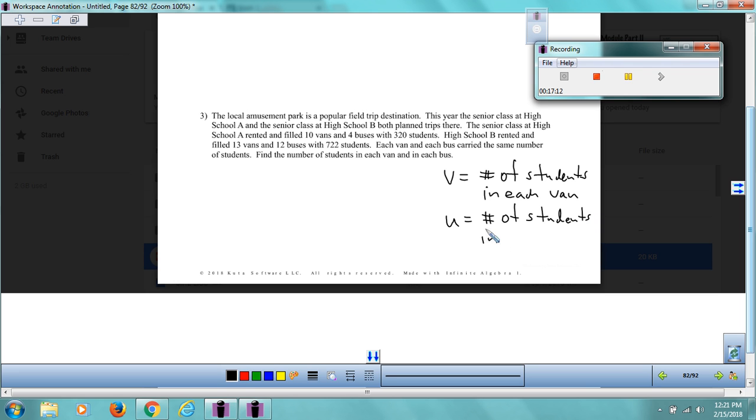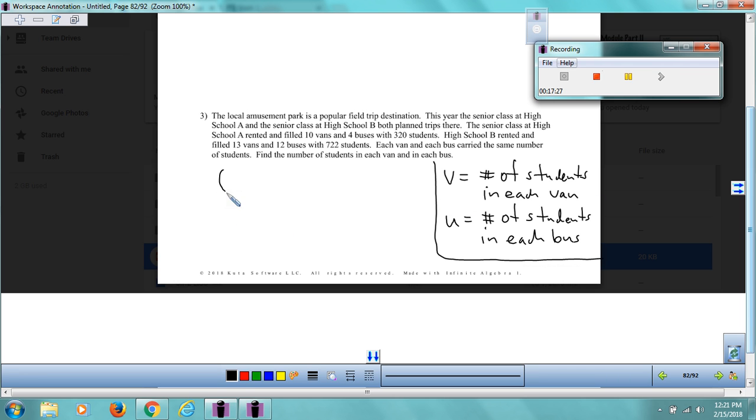Per bus, or in each bus. Now, I'm not using B because my B's look like 6's, so we're going to stay away from that. All right, so I assign my variable like I've done in every single example, and you are to do the same on your examples. Now watch how I come up with this.